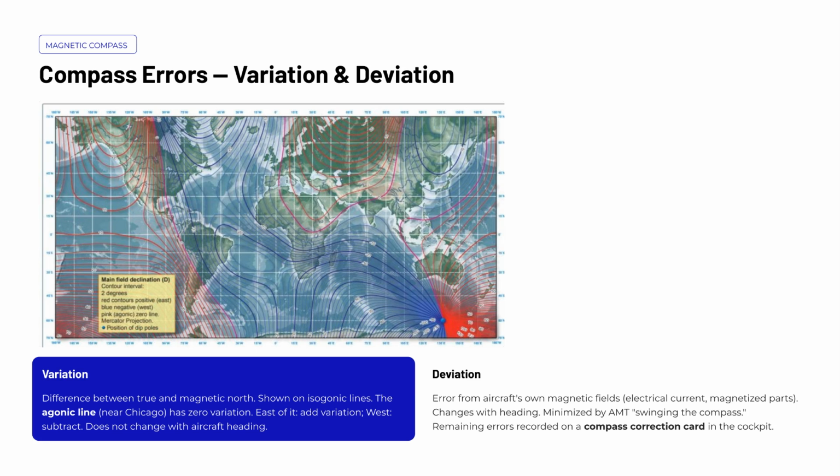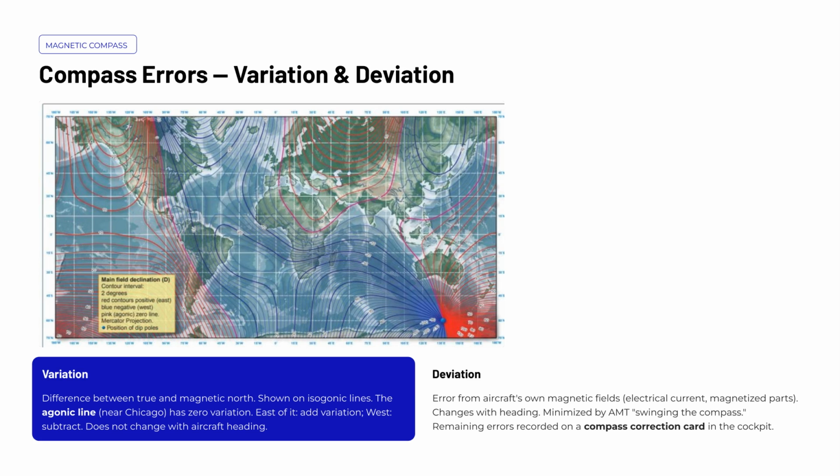The agonic line, which passes near Chicago, is where variation is 0. East of the agonic line, variation is easterly, meaning you add it when converting from magnetic to true. West of the agonic line, variation is westerly, and you subtract it. Importantly, variation has nothing to do with the aircraft itself. It is a fixed geographic phenomenon that does not change with your heading.